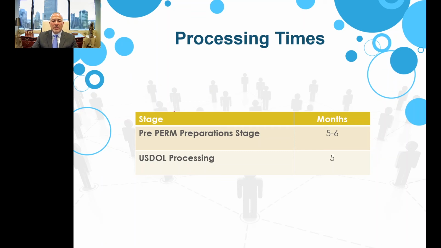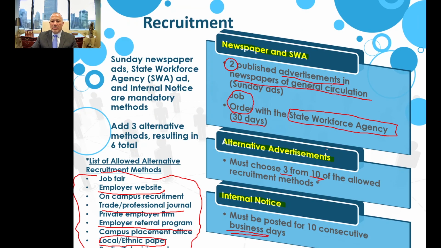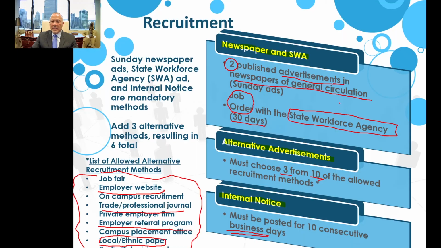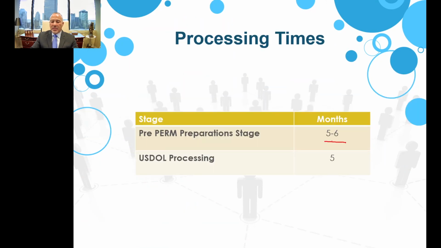So now let's talk about some processing times. The pre-perm preparation stage that we just described usually takes about 5 to 6 months. And that's because of the intervening step here with the Department of Labor. It takes about 150 days here, so that's very time consuming, plus 30 days of recruitment and 30 days of this quiet period, plus whatever it takes to get through this process here. You can see easily it will take 5 to 6 months. The U.S. Department of Labor processing will take 5 months for sure, right now. So you can see that the perm can be done in about a year.